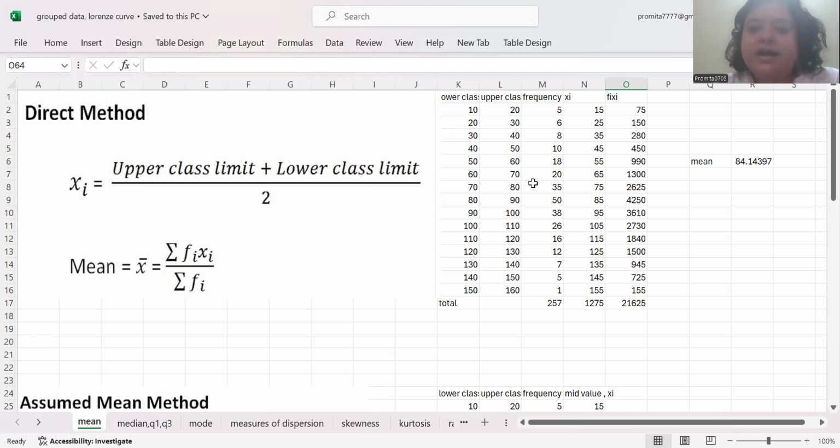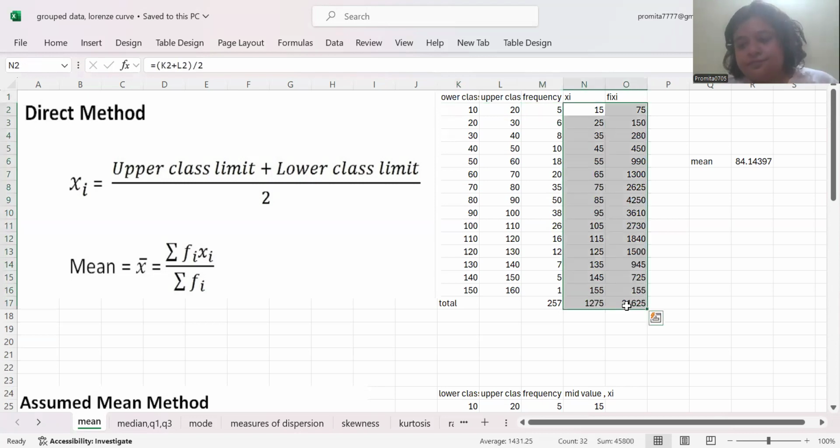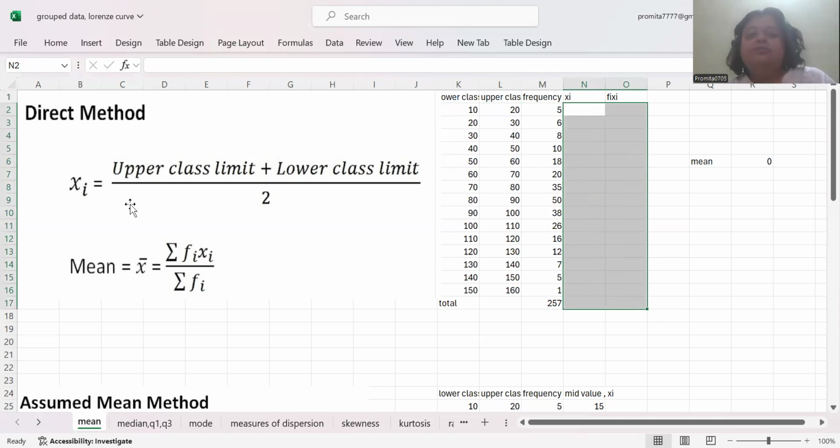So here I have taken a data. I have given the lower class boundary, upper class boundary, and the frequency. And here, we can calculate the mean first by using this formula: summation fi(xi) divided by summation fi.